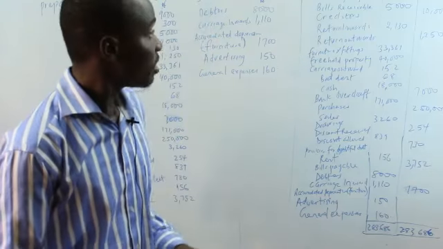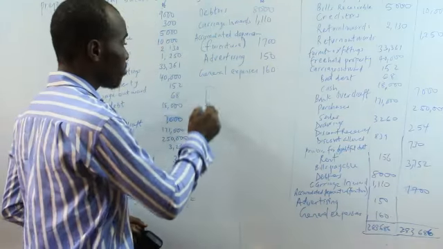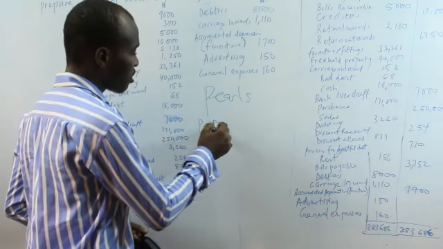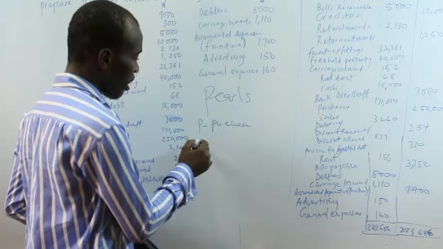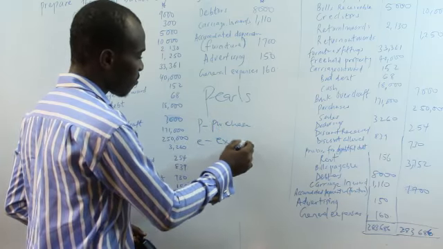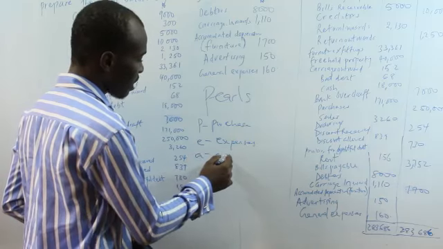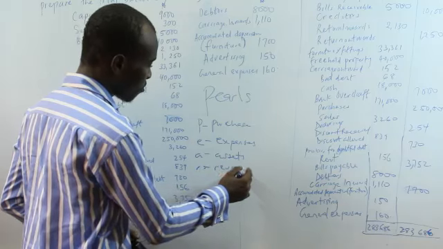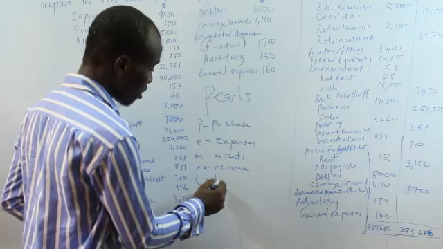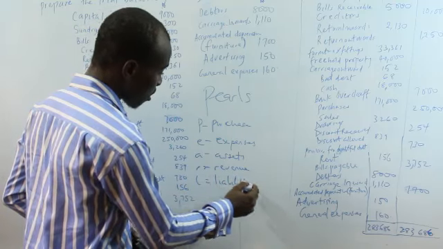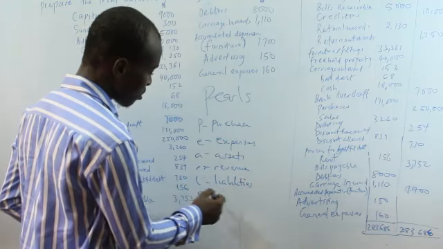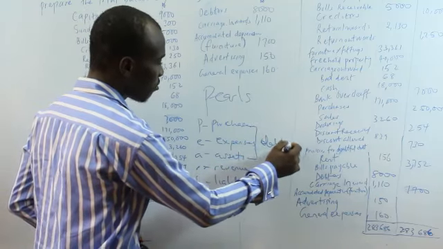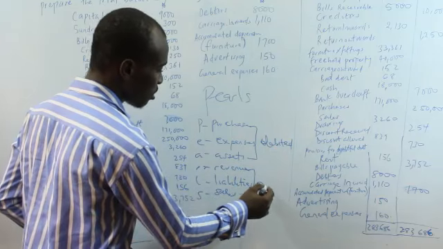Thereafter, you were given the abbreviation PEARLS: P to be purchases, E to be expenses, A to be assets, R to be revenue, L to be liabilities, S to be sales. So the first three should be debited, while the next three should also be what? Should be credited.